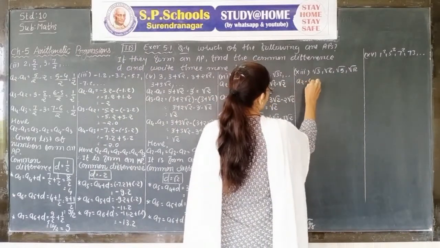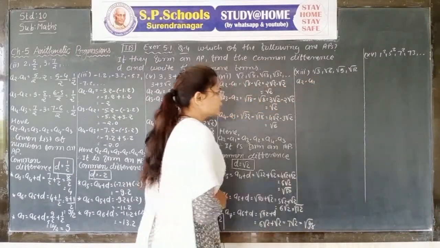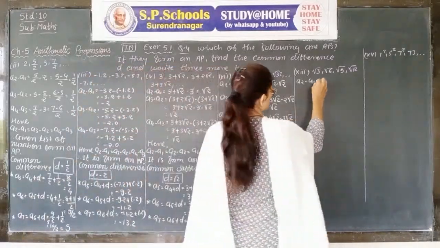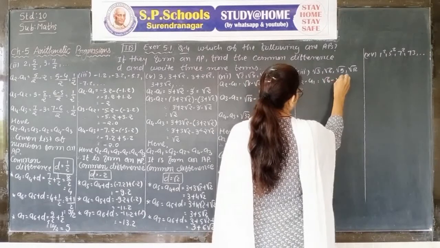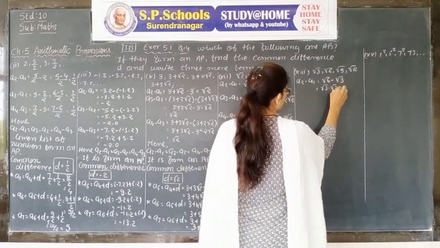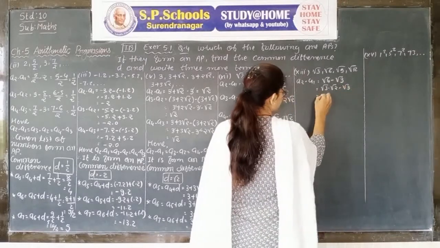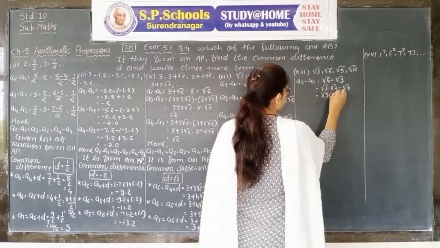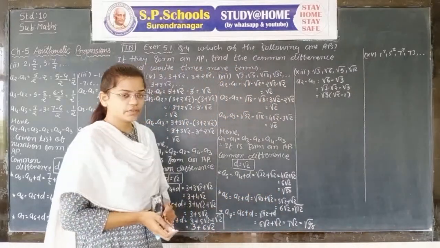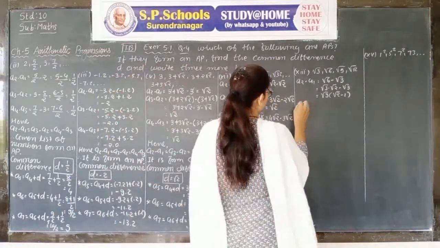a2 minus a1. Root 3, root 6, root 9 and root 12 are the list of numbers. a2 is root 6 minus root 3. Root 6 is root 3 into root 2, minus root 3. Take root 3 as common, remaining in the bracket root 2 minus 1. That is the difference between the first two consecutive terms.